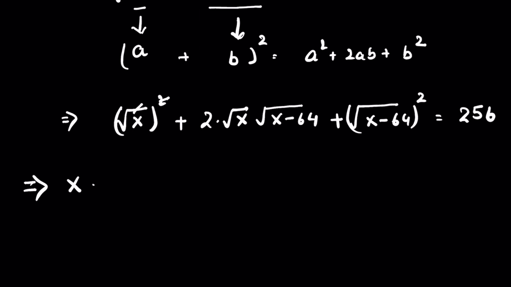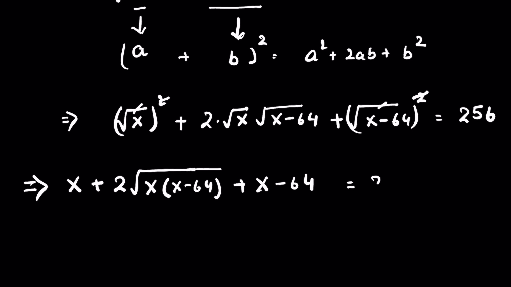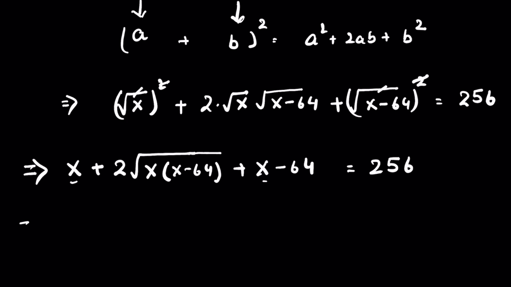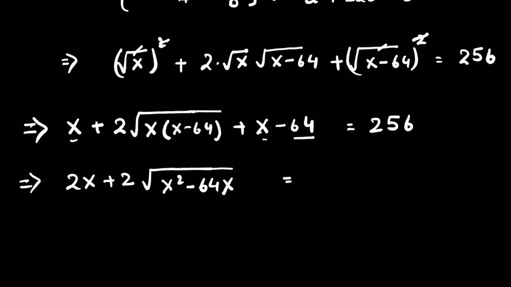Now we can remove this square root with this square. So this is x plus 2 times square root of x multiplied by x minus 64, plus again this square root gets cancelled with this square, x minus 64 is equal to 256. x plus x is 2x, plus 2 times square root of x square minus 64x, and we can add 64 to the left hand side, and to balance the equation we do the same thing on the right hand side. So this 64 and 64 gets cancelled.